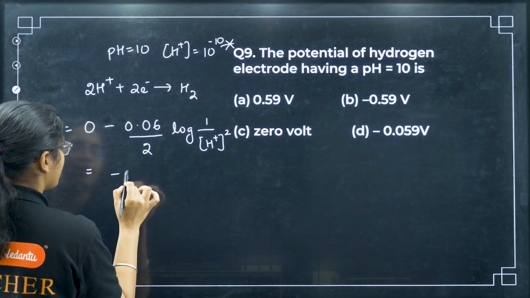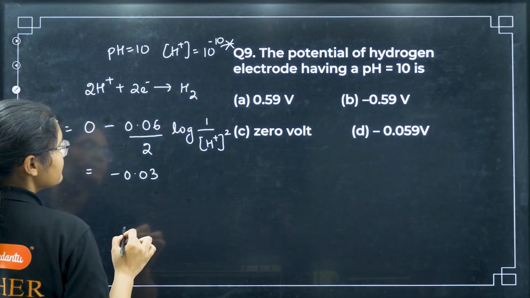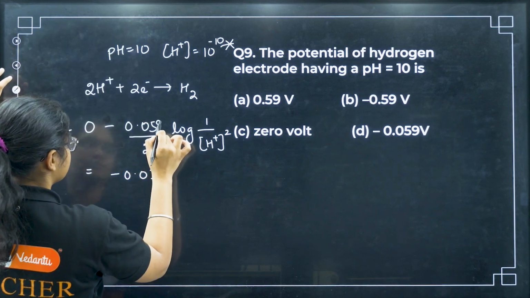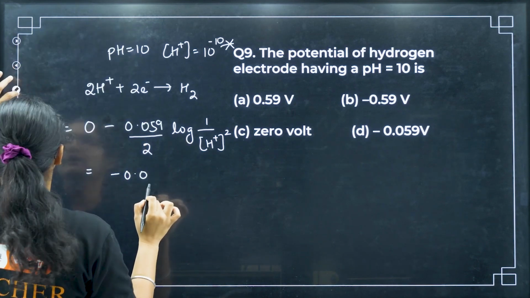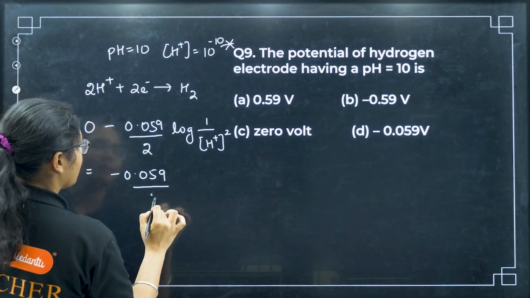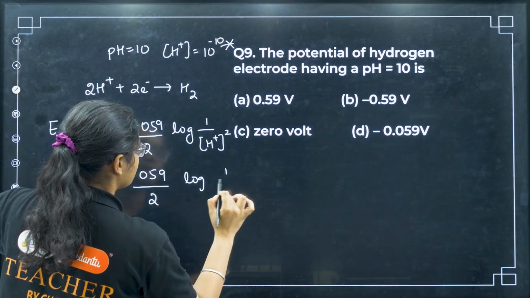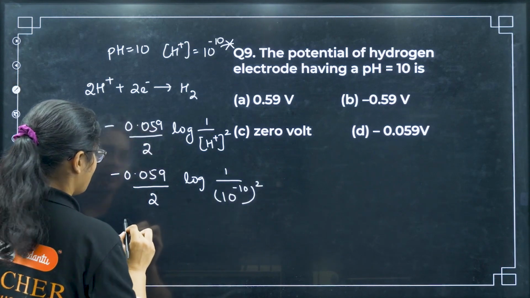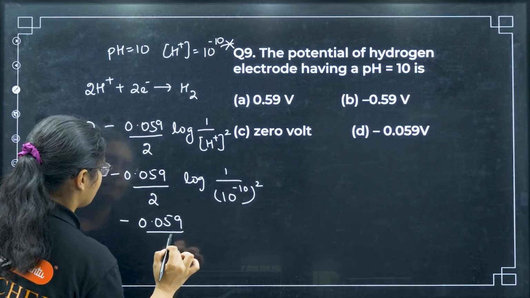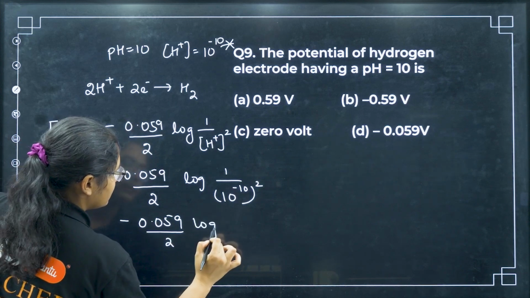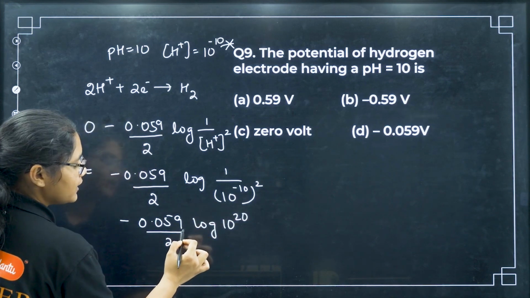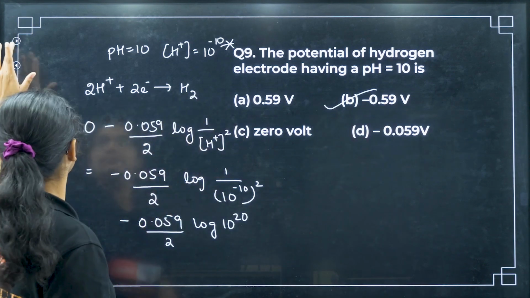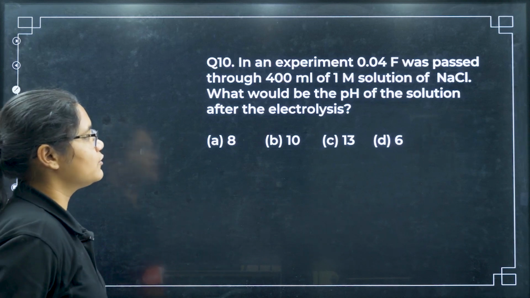So I will get 0.03. Okay, let me keep it as 0.059 only, because I can see the options here. So you will get here 0.059 by 2, and this is log of 1 by 10 to the power of minus 10 square. Minus 20, this will go up, so 0.059 by 2 log of 10 to the power of 20. So 20 will come here, 2 into 20 you can cancel, so you will get minus 0.59, that is option number B. Next, in an experiment, 0.04, this is a good question.